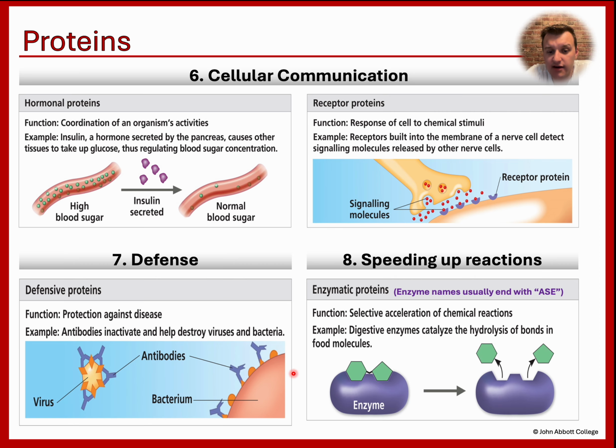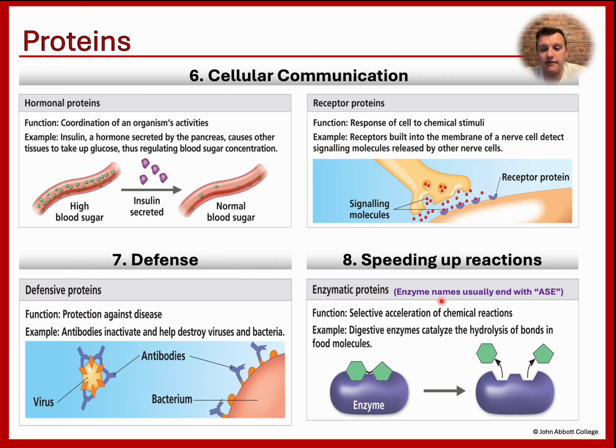destroy them, right? Or bind to bacteria and destroy them. We'll go through that in the immune system. And some proteins speed up reactions. So some proteins are called enzymes. If all goes wrong, this is a function I need you to know about. Enzymes are important, and we're going to talk about them.